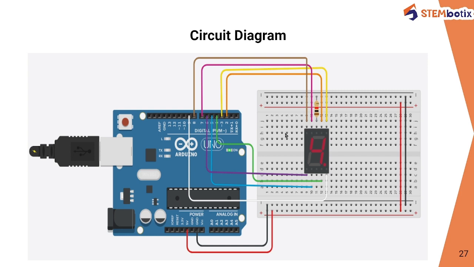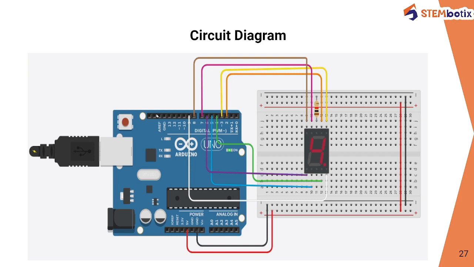So we need to connect the pins. Here the pins are A, B, C, D, E, F and G. Connect the A pin to pin number 2, and this is your B pin, so connect the B pin to pin 3. After that, connect the C pin to the fourth pin of the Arduino Uno.